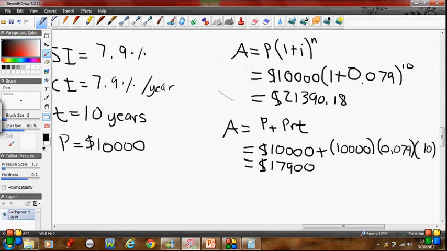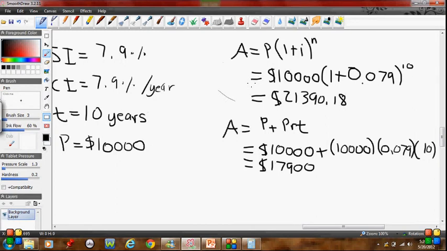So as we can see here, the compound interest rate is way larger than the simple interest rate. Almost $3,000 difference, $3,490 difference to be exact. So to answer the question they asked, which interest rate would be better? In terms of money at the end, compound interest would be better.